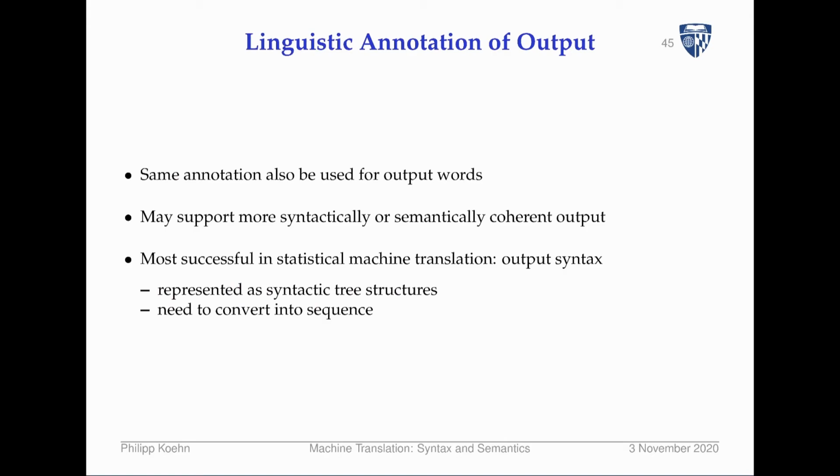Okay, we can do the same thing at the output, so that such annotation might also be useful for output words. So this may then support more syntactically and semantically coherent output. And actually in statistical machine translation, where adding syntax was most successful was in the output, because it enabled to produce not just well-formed sequences, but also well-formed tree structures, and therefore often had more grammatically correct translations.